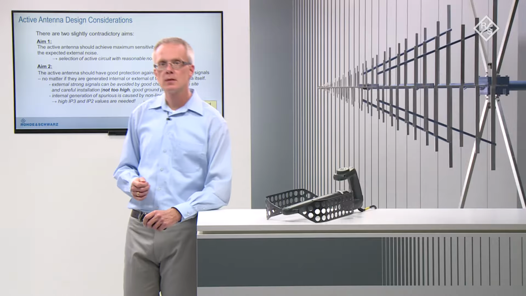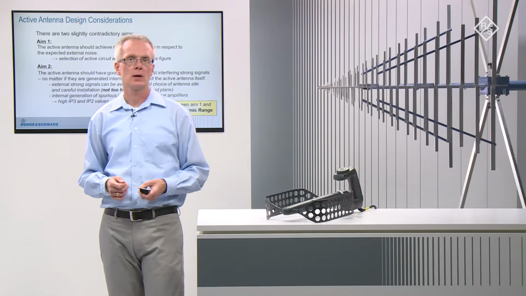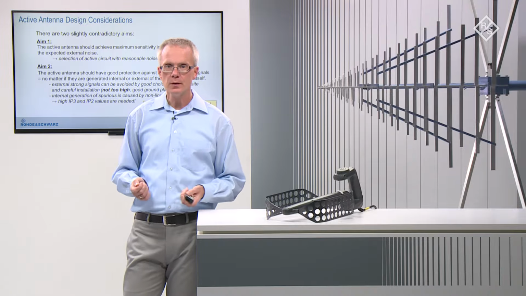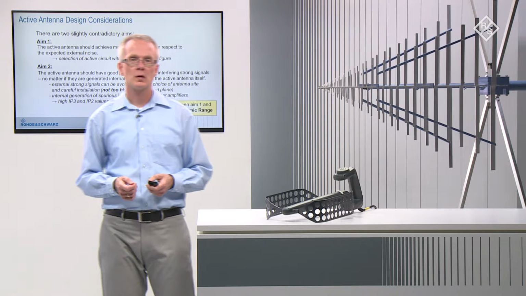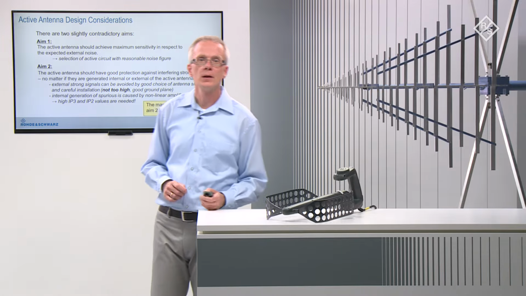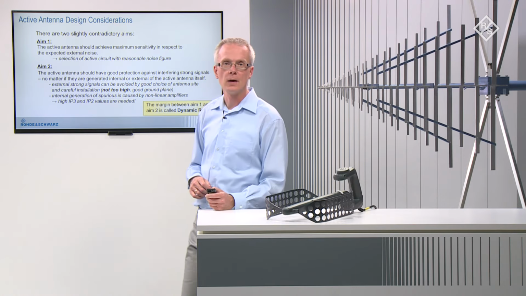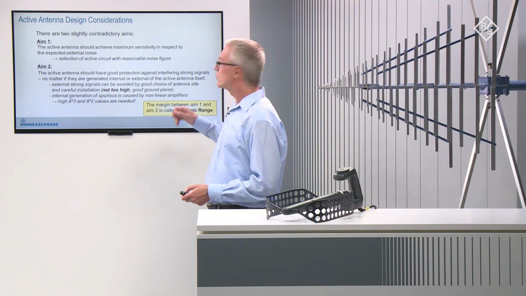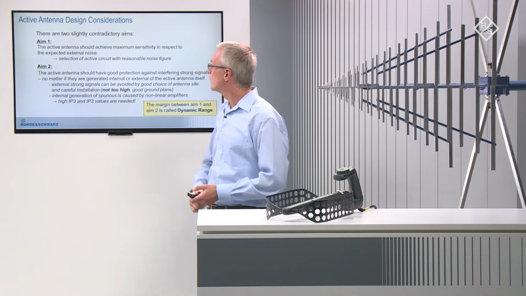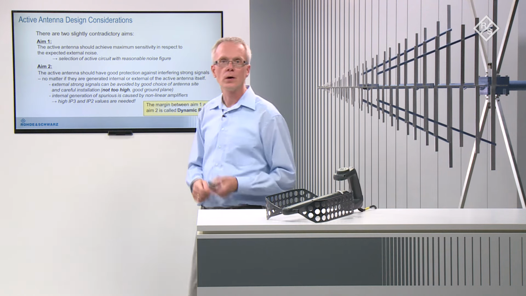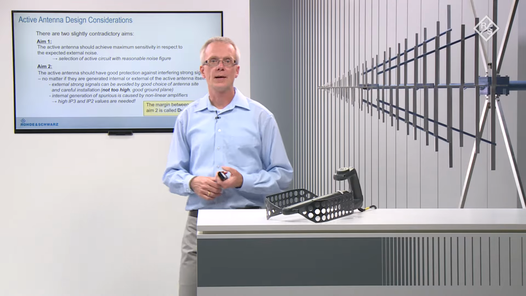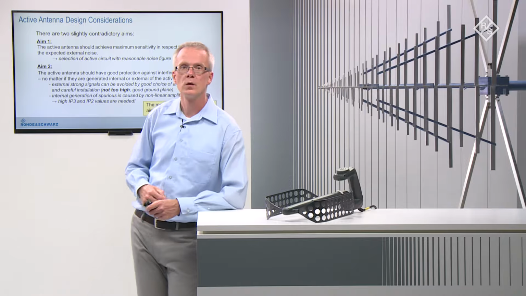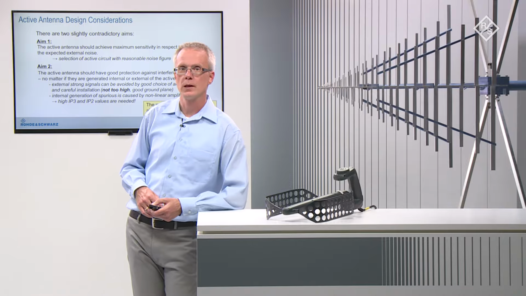But active antennas also have certain disadvantages based on their design principle. This is due to the fact that there are two slightly contradictory aims when it comes to the design of an active antenna. The first aim, the active antenna should achieve maximum sensitivity in respect to the expected external noise. Consequently, the designer will select active components with optimum noise figure and use a circuit with optimum noise match.